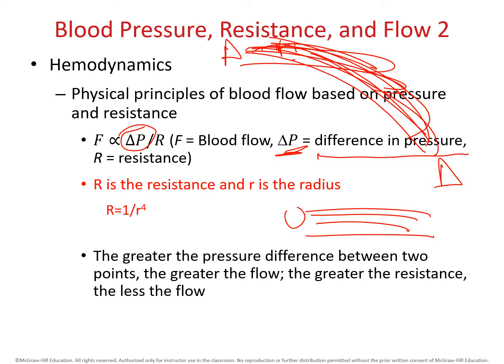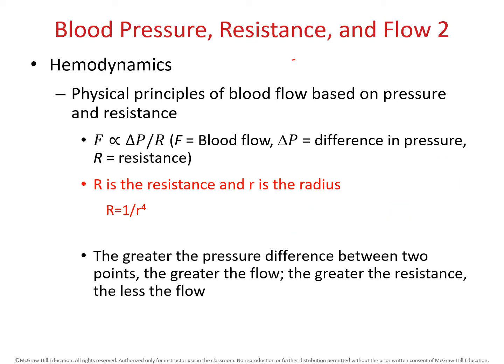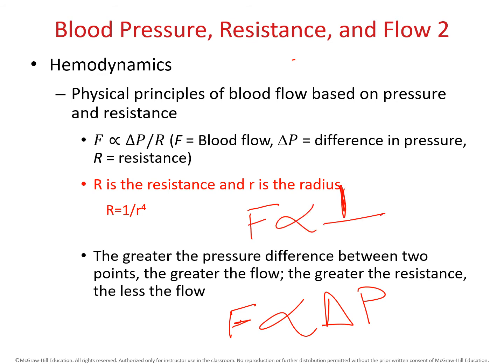So the larger the difference in pressure, the larger the flow would be. Okay, so flow is directly proportional to the difference in pressure. So you can write that flow is directly proportional to the difference in pressure, but the flow is inversely proportional to resistance.